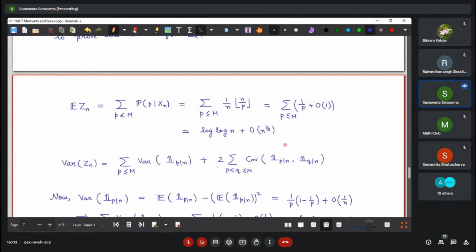But anyway, this is the probability. This is not the probability of p given Xn. Okay, this is just the probability that p divides Xn. But that probability, Xn is chosen from 1 to n, right? So if it's chosen from 1 to n, how many numbers less than n are divisible by p? This. And the probability that Xn is that particular number is 1 over n. So this is again by Mertens' theorem, it's log n plus order n to the 1/3. It doesn't matter. The second part, there's a mistake. I'm sorry. This should be order 1 over n.